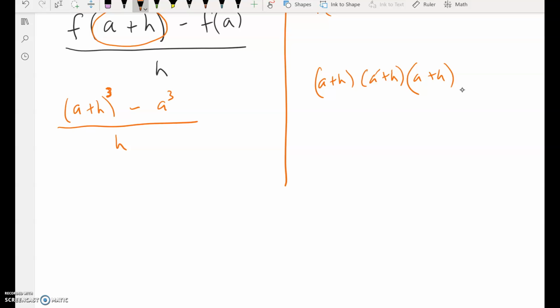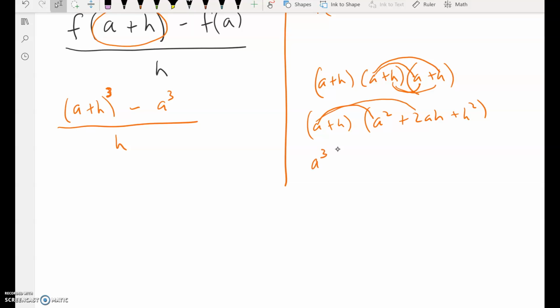So let's multiply a times a is a squared, and then a times h is ah, times another a times h is 2ah, and then h squared. And then multiply the third a plus h through. So a times a squared is a cubed. a times 2ah is 2a squared h. a times h squared is ah squared. Multiply the h: h times a squared is ha squared. h times 2ah is 2ah squared. And then finally, h times h squared is h cubed.